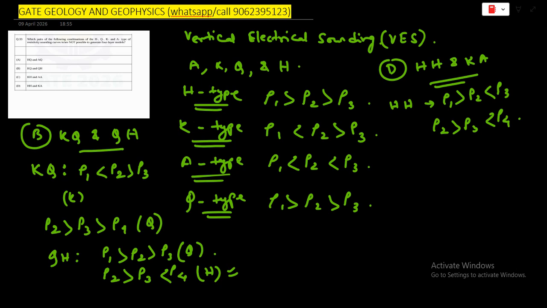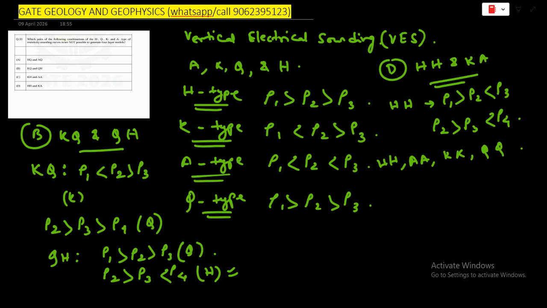Now to combine two curve types like XY, the transition at the third layer must be consistent, and you cannot have two of the same letter like HH, AA, KK or QQ. Because that does not create a new type of curve, it just extends the old one or contradicts itself. Okay, now let's look at the options again.